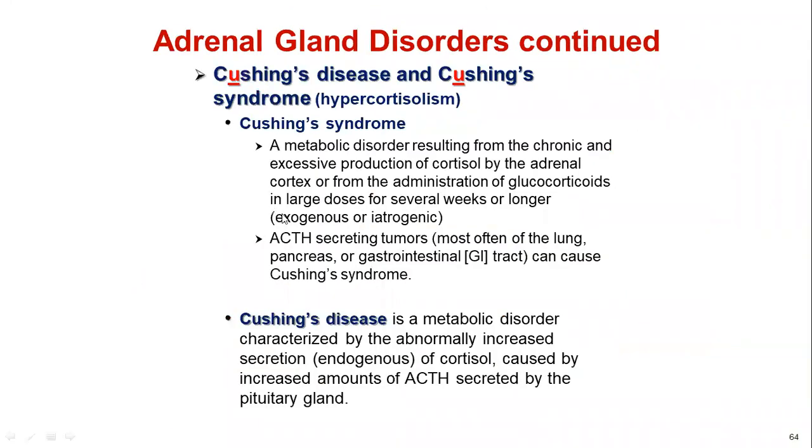Another cause, I said here, administration of glucocorticoid. So long-term use of steroid for a chronic condition can cause Cushing. So, what is Cushing disease? Cushing disease is a metabolic disorder characterized by abnormally increased secretion of cortisol, or caused by an increase in the amount of ACTH secreted by the pituitary gland, right?